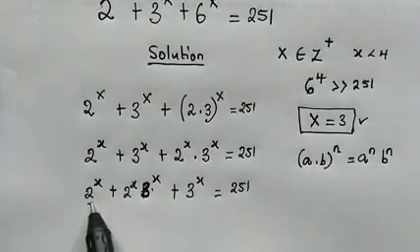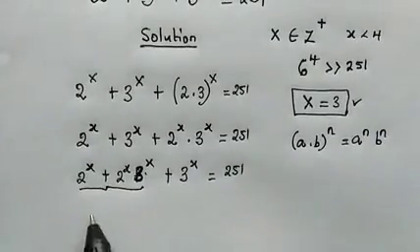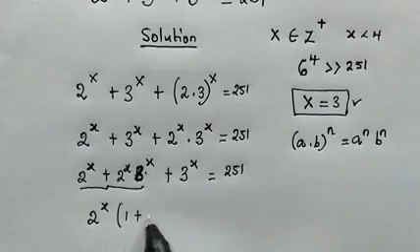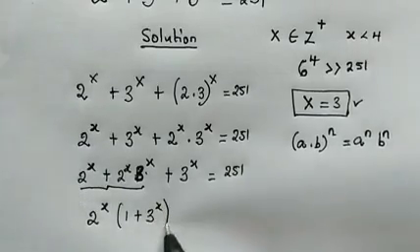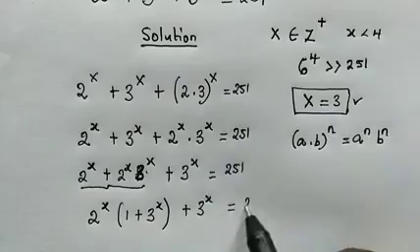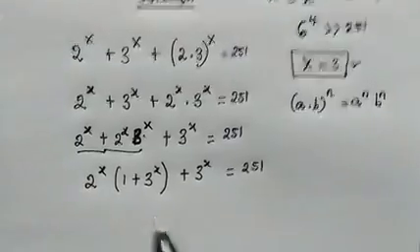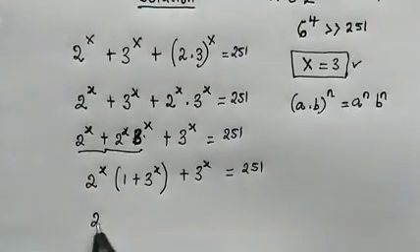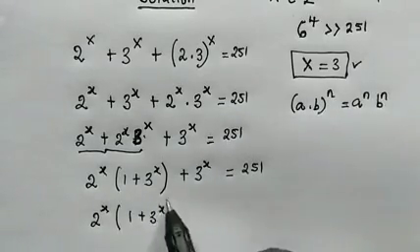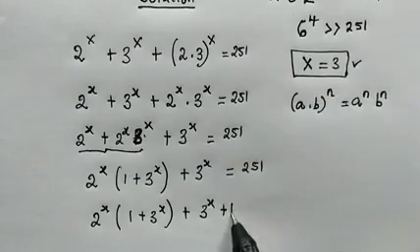From here, we can see that 2 to the power of x is common, so let's factor it out. If we factor it out, we are left with 1 plus 3 to the power of x. Then we have here plus 3 to the power of x, and this is equal to 251. Now, in our next step, we're going to add 1 to both sides. So we have here 2 to the power of x into bracket 1 plus 3 to the power of x plus 3 to the power of x, then plus 1.